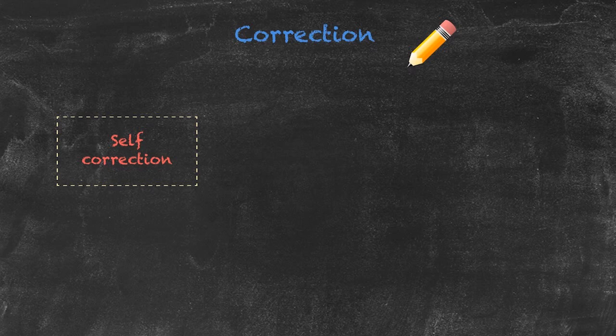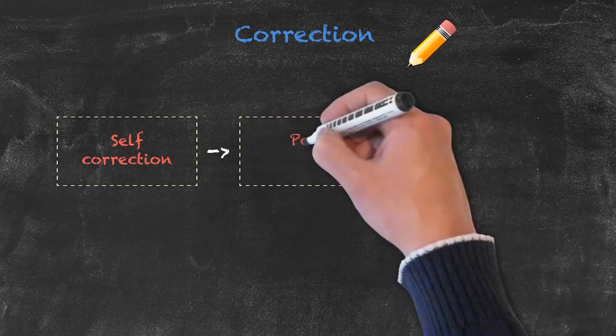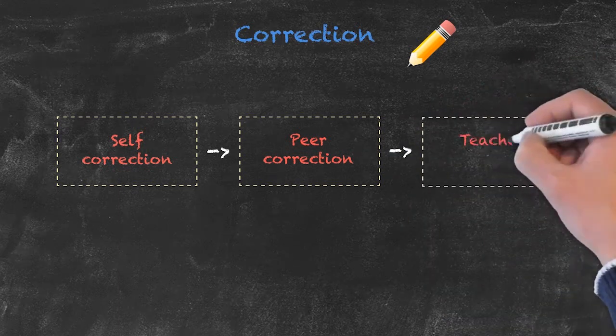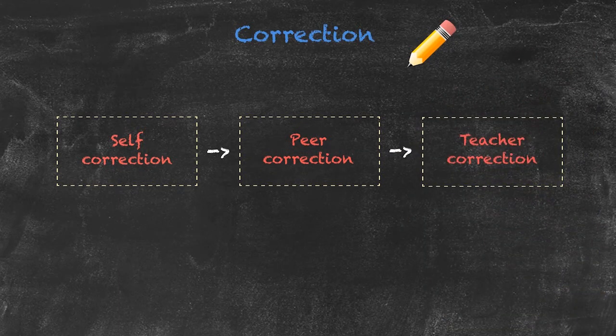It may be that the student has actually got the answer wrong, and so we move on from there. Is there somebody in the class who can give us the correct answer? So moving on to peer correction. Again, it may be possible that we're not able to get the correct answer from anybody in the class, and then we can step in as the teacher, so the teacher will correct.